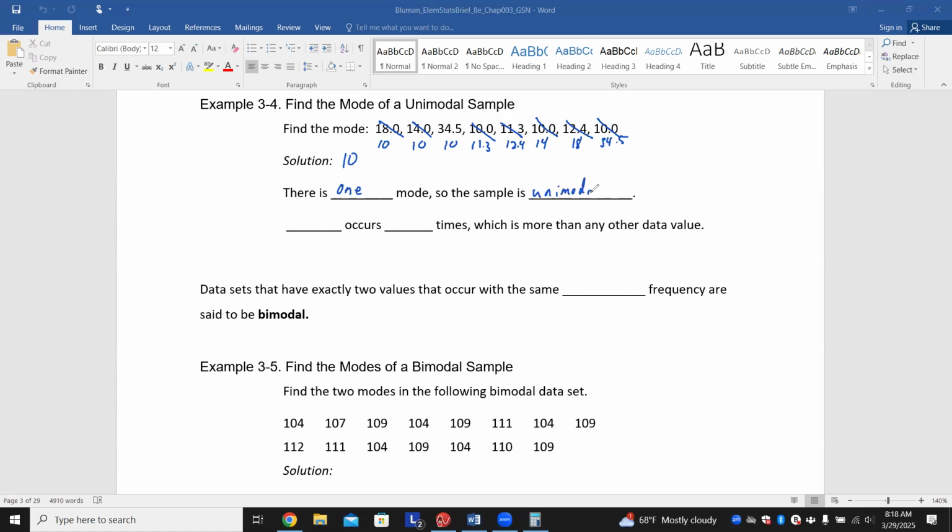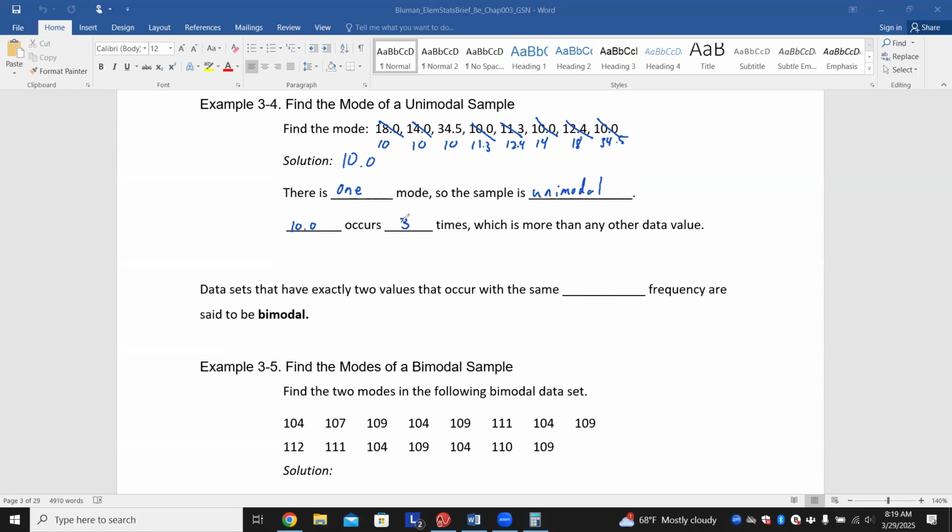There are different types, in which you could have a few values with the same amount of occurrences as well, and we'll look at those. So 10.0, because again, that's what we need to use, occurs 3 times, which is more than any other data value. All right, so that right there is its one and only mode.